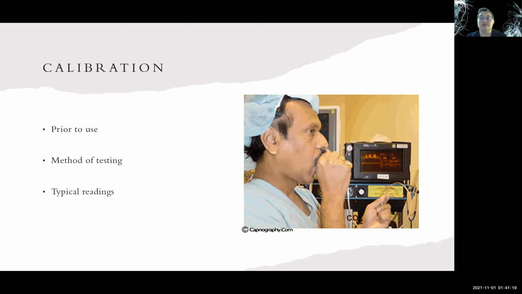This is where we administer a gas with a known CO2 concentration to verify that it's reading the accurate amount. One method that I have used in the past and have seen is to use your own breath, which most of us is going to give a normal waveform and a value between 38 and 42 millimeters of mercury.